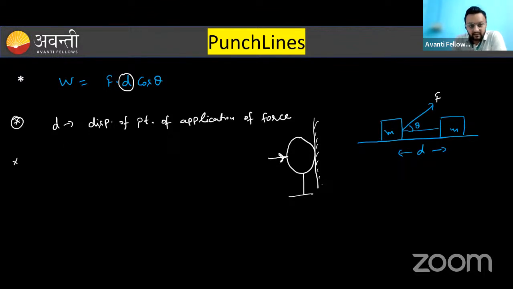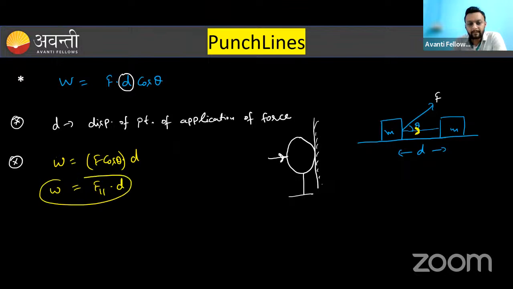Second thing, I have told you, I think, this equation can be written as W equals F cos theta into d. And F cos theta was the component parallel to the displacement. Force component parallel to the displacement. I hope I have told you that. Force parallel and displacement. This is the second punchline.